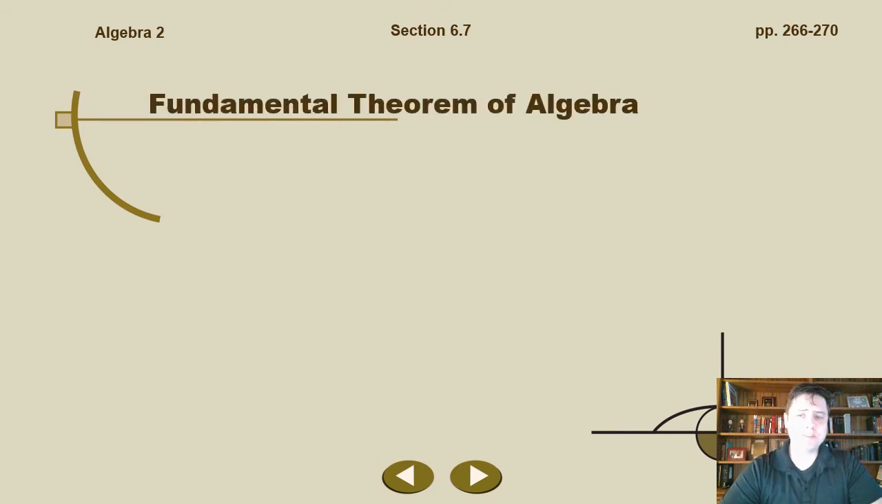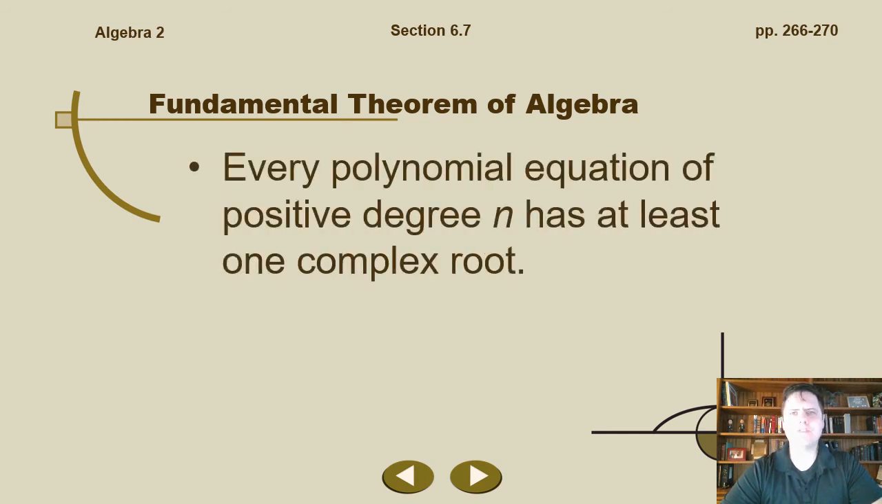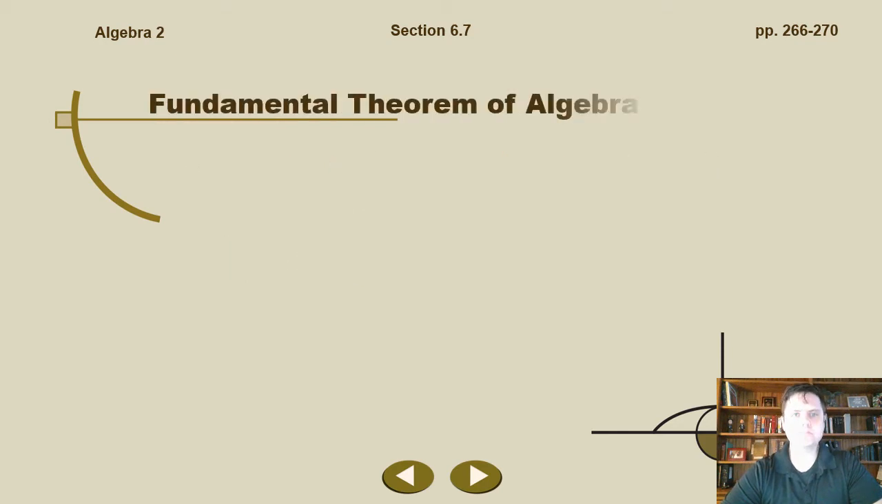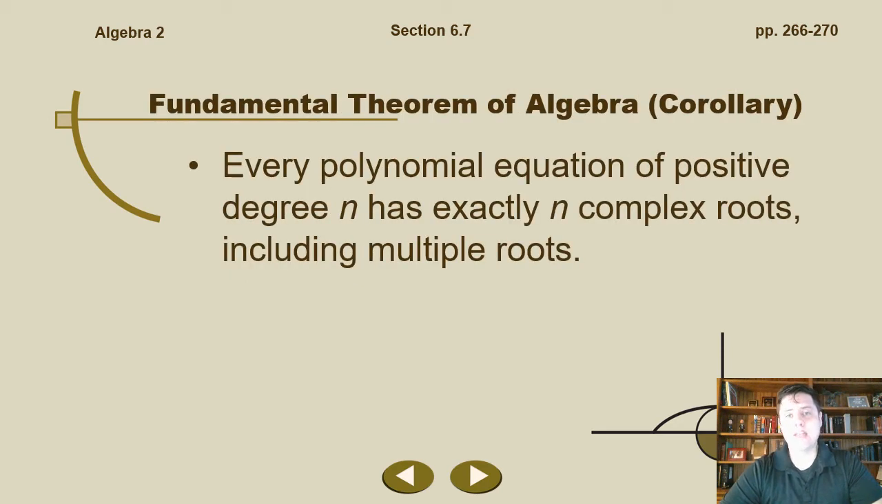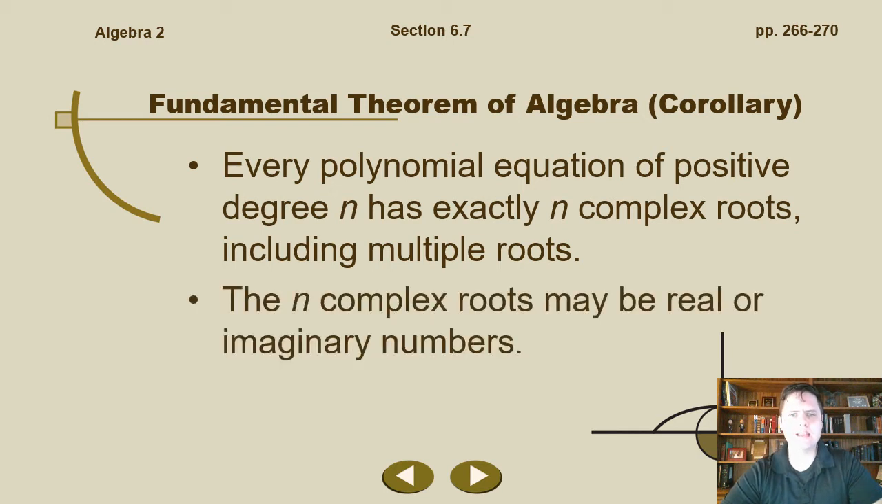So you might be able to see a pattern here whenever we're getting solutions to polynomials, and that brings us to the fundamental theorem of algebra. Every polynomial equation of positive degree n has at least one complex root. So if it has a positive degree n for the power of x, then it has at least one complex root. A corollary to this is that every polynomial equation of positive degree n has exactly n complex roots, including multiple roots. The n complex roots may be real or imaginary numbers.